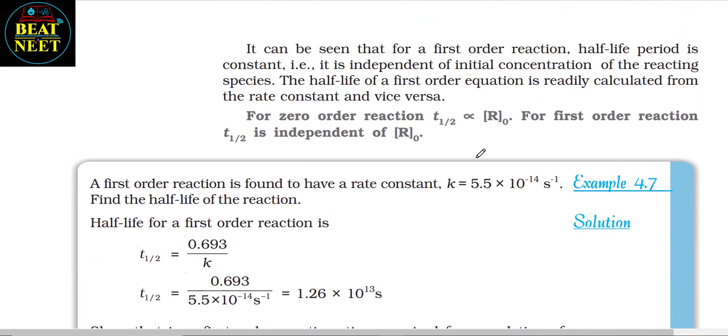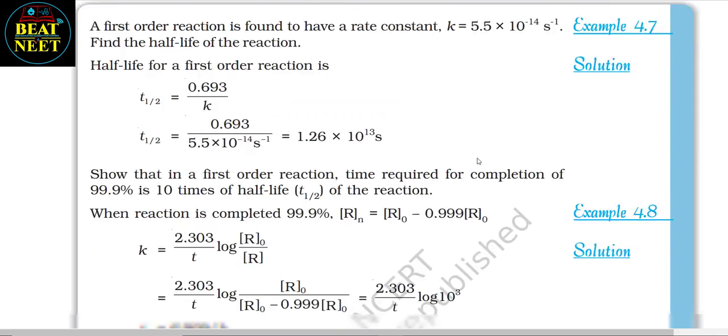It can be seen that for a first-order reaction, the half-life is constant, that is, it is independent of the initial concentration of the reacting species. The half-life of a first-order reaction is readily calculated from the rate constant and vice versa. For a zero-order reaction, t half is proportional to R0. For a first-order reaction, t half is independent of R0.